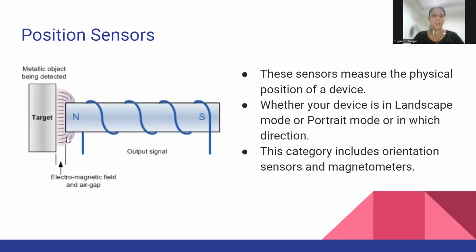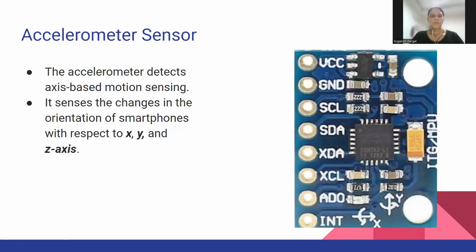As you can see here, this is the target object, and this is the field of the Earth's electromagnetic field, and this is the air gap. Based on this capturing power or attraction power, it judges the orientation, or the magnetometer judges the direction of a particular device. These were the three broader categories, but there are various other sensors which we will look into in detail. These are some standard sensors.